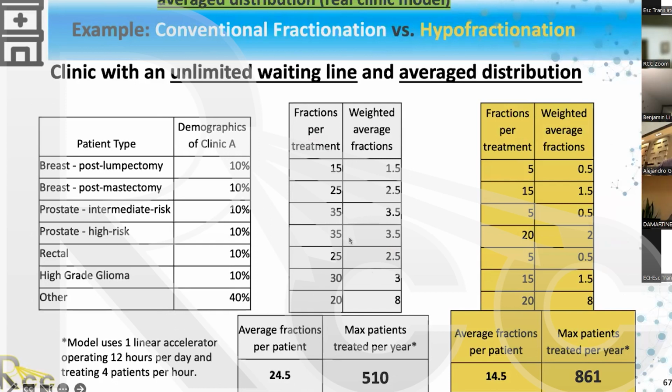And in 1 year, if our average was 24 fractions per patient, we were able to arrive at 510 patients per year, and with hypofractionation, according to our distribution, our average per patient was 14.5, and we treated 860 patients. So this is a model that you can use to calculate.